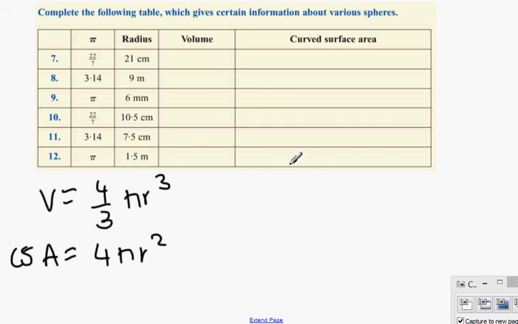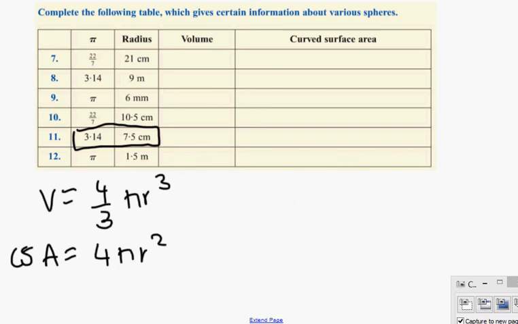Now with a sphere, it's not like the cylinder, because it's already enclosed. So there's no need to add on any pi r squared at the end, because it's not like the cylinder that needed a top and a bottom because it was missing them. Now, we're going to pick out one of these, the one with 3.14, question number 11.